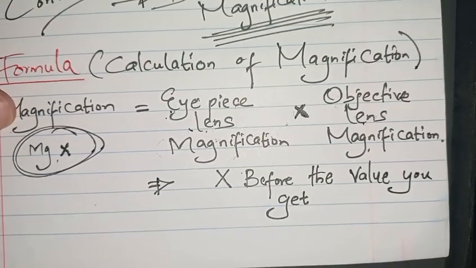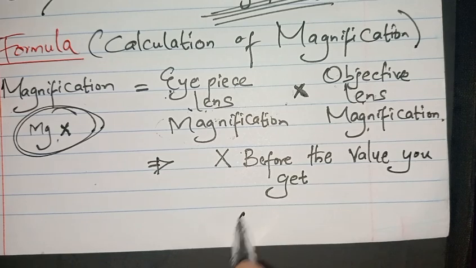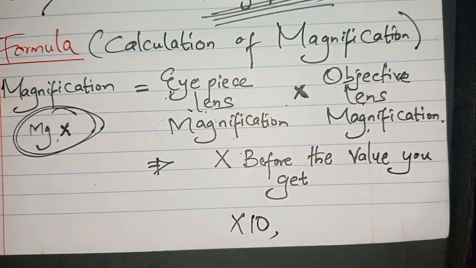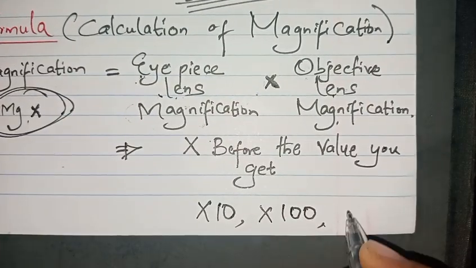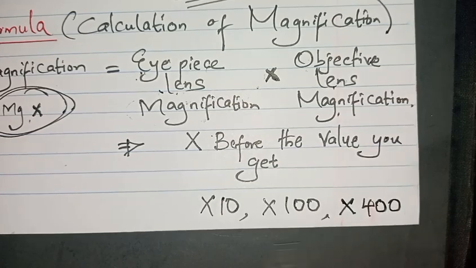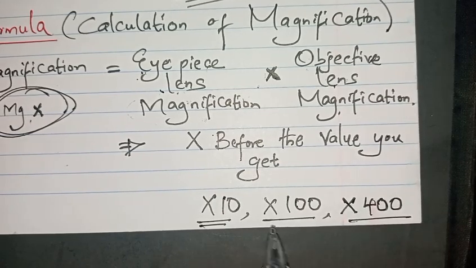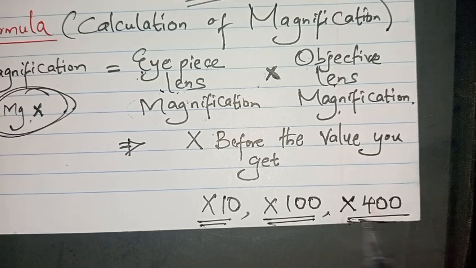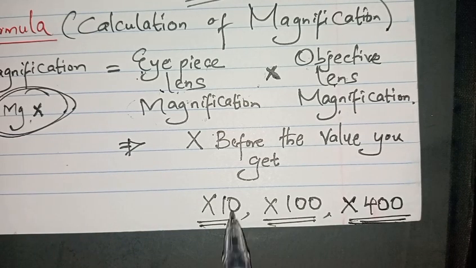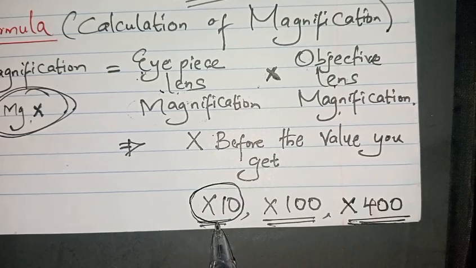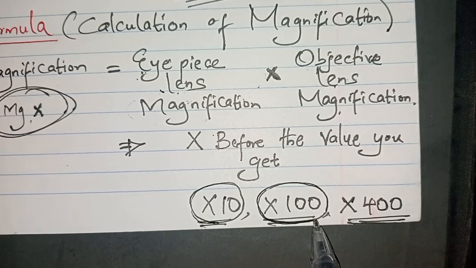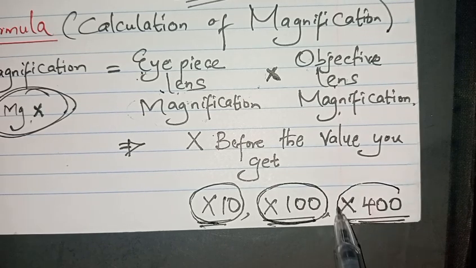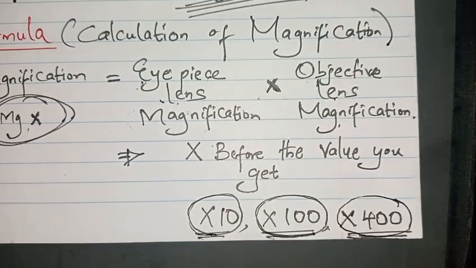For example, you get a magnification of 10, so you write times 10. If you get times 100, you write times 100. If you get a magnification of 400, you say times 400. These are the ways you express the values you get after this calculation. Times 10 means that the object has been magnified 10 times to give you that image. If it is times 100, the object has been magnified or enlarged 100 times. And if it is times 400, then it means 400 times.